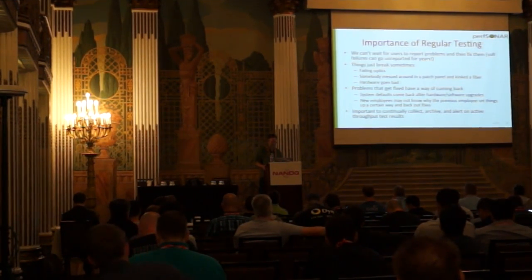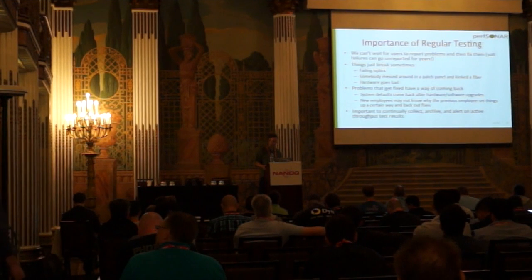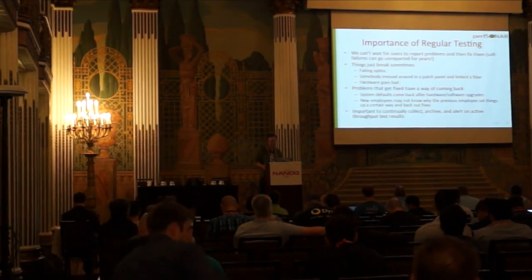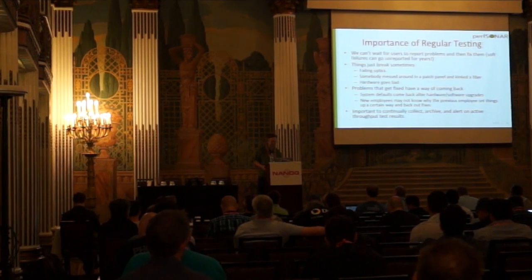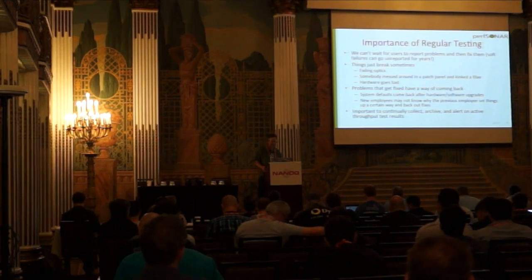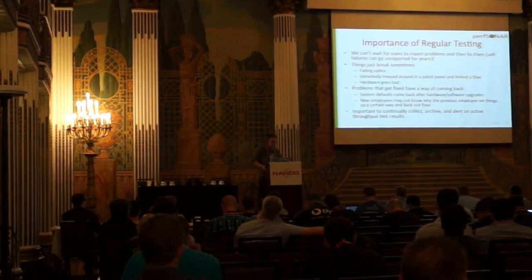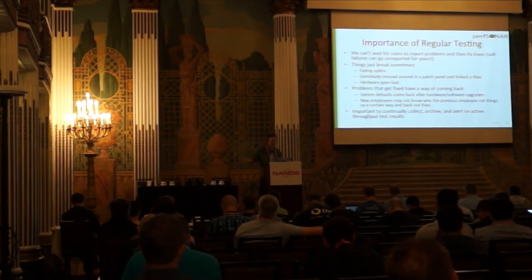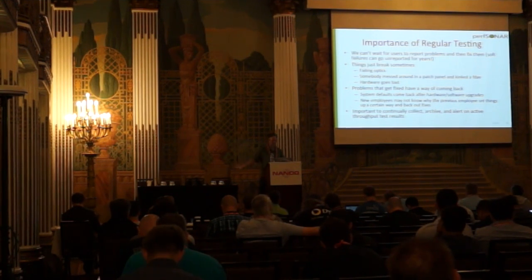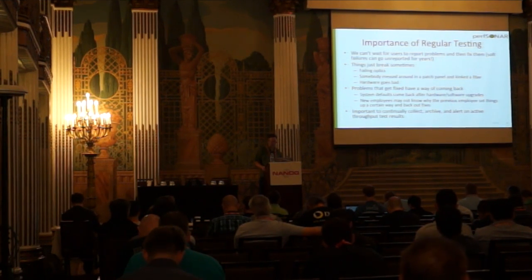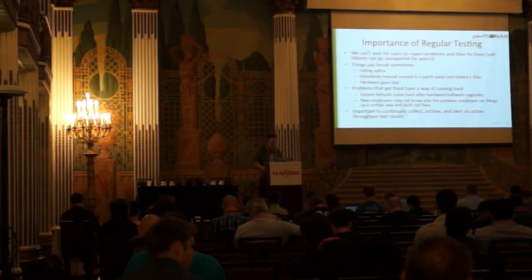And things just break. You know, hardware fails, somebody messes around with a patch panel and kinks a fiber. That's annoyingly often that happens. And problems that get fixed have a way of coming back too. If a user does report a problem and you go in and fix it, you want to start monitoring to make sure that problem doesn't creep back in. In particular, we see this all the time in the host world because somebody will go in and tune their host, and then 6 months later they'll upgrade their host and their tuning settings will all get clobbered. So just having this regular background monitoring makes a big difference.